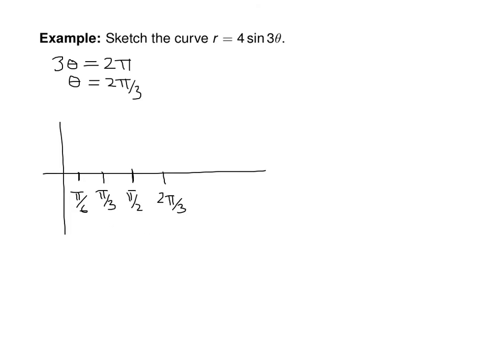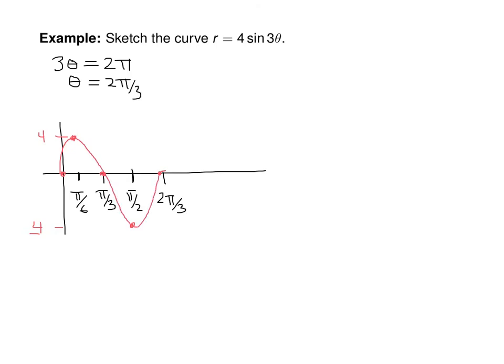And now graphing the sine curve, sine begins at 0. By pi sixths, it'll be up at 4. By pi thirds, it'll be back down at 0. By pi halves, we'll be at -4. And by 2 pi thirds, we'll be back at 0.